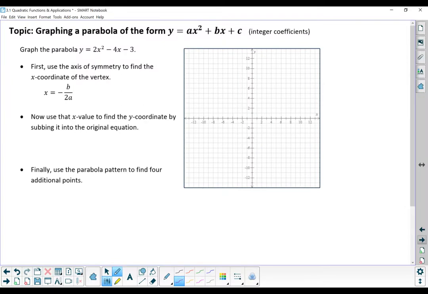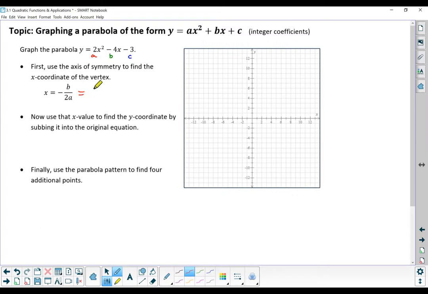Okay, so now we're going to use standard form to draw the graph. So the parabola that we're going to graph is 2x squared minus 4x minus 3. So the coefficients, remember, a is the leading coefficient with the x squared, b is the coefficient of the x, and c is the constant. So for the axis of symmetry, we're going to use the equation x equals negative b over 2a.